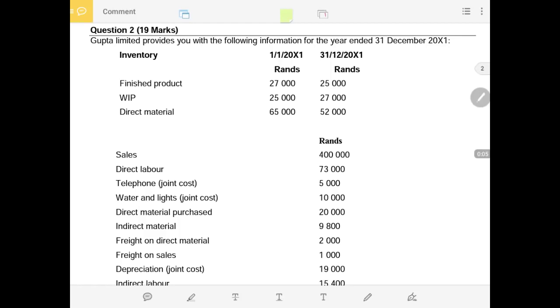I will be doing this question on chapter 6 of one of the cost and management accounting textbooks. This chapter focuses on the manufacturing statement and compiling the income statement. I've extracted this question from one of the past papers from one of the institutions. The question is out of 19 marks, where we are focusing on the manufacturing statement, the income statement, and the calculation of the cost per unit.